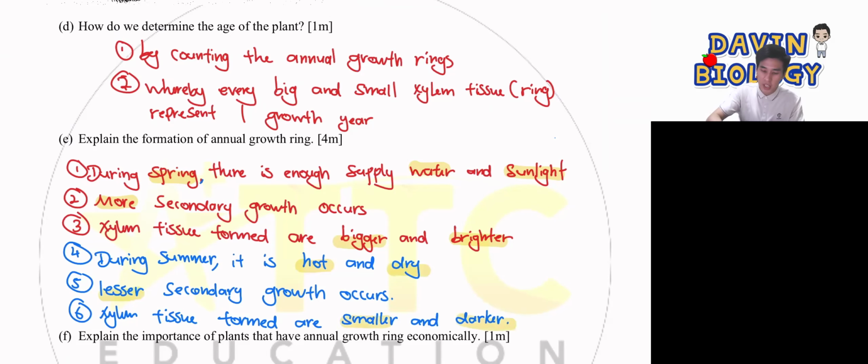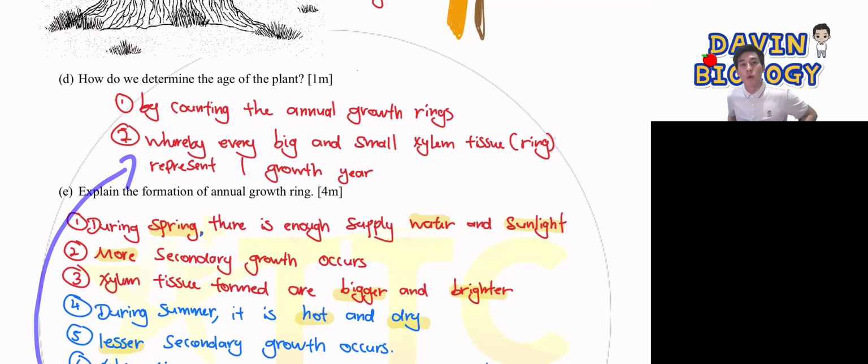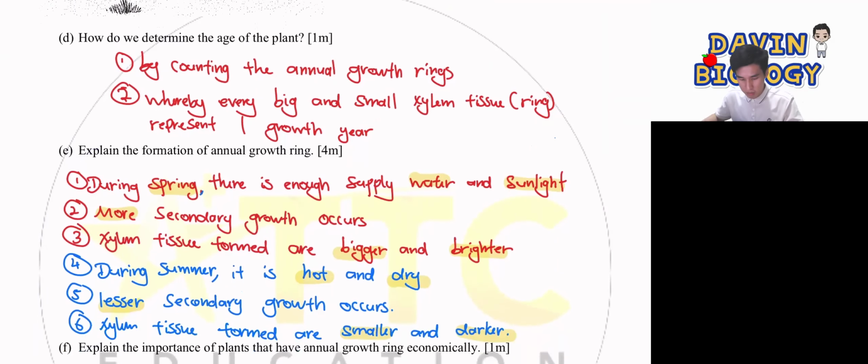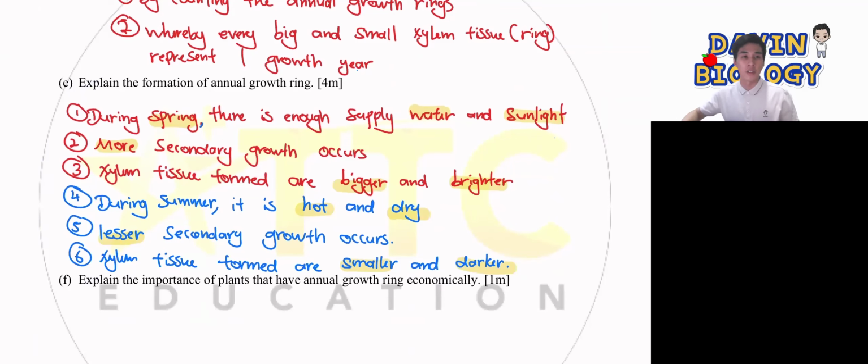Then in an essay, they might want you to say that every big and small xylem tissue represents one growth year. Okay, right, everyone? If you've got a problem, you can ask, but I think I explained very clearly already, right?